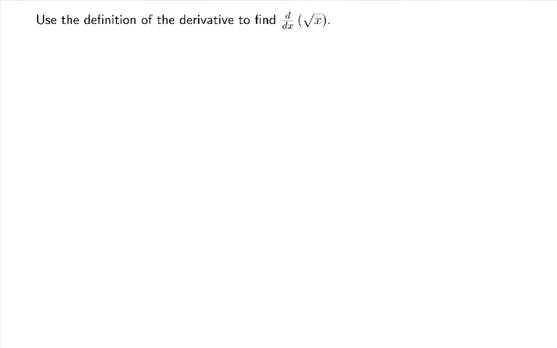So suppose we'd like to use the definition of the derivative to find d dx of the square root of x. Before we actually compute the derivative, we need to recall a couple of things. One of them is, what is the definition of the derivative? This is particularly important for those of you who have had calculus before and want to jump right into using formulas. So we need to think about derivatives in terms of their definitions right now.